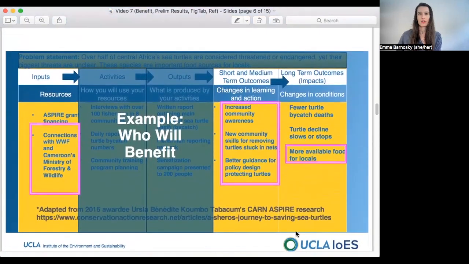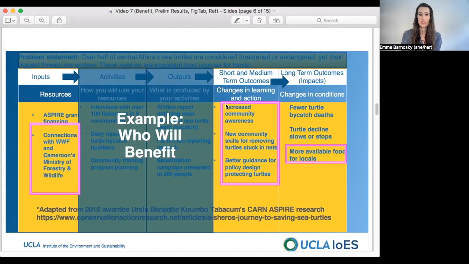And so using our filled in example here, we can see that this person included connections with the WWF and Cameroon's Ministry of Forestry and Wildlife as existing connections that they had to start the project. So they already knew there was going to be a sense of receptivity here, which is something that they would then want to include in their who will benefit section.